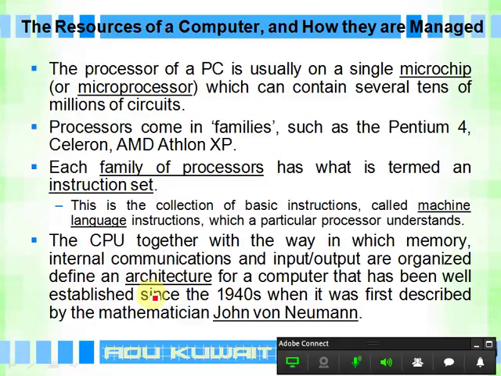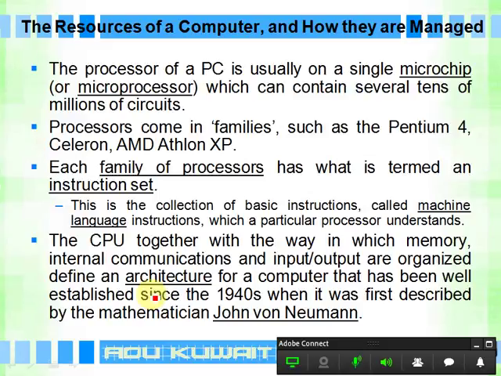Now this CPU, called the processor of the PC, is a single microchip which contains several tens of millions of circuits. Have you seen that microchip, the CPU, inside the computer? It is a single chip. You will get it like this.